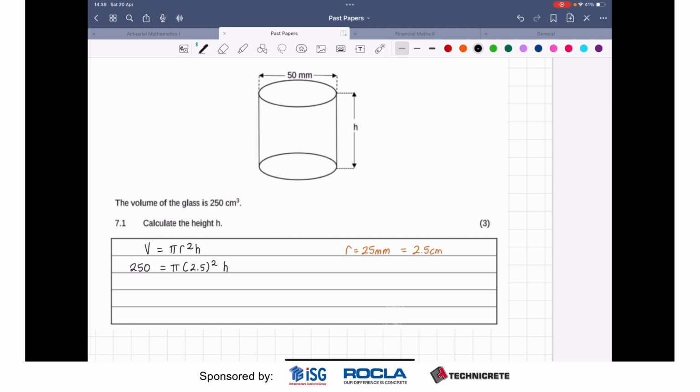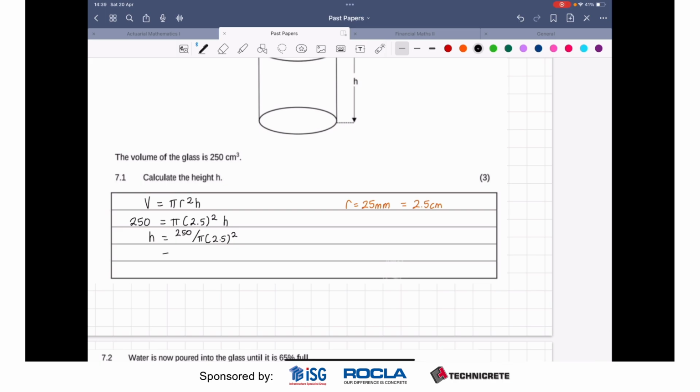And then I'll just have h is equal to, sorry, this is 250 divided by this. So it's 250 divided by pi times 2.5 squared, and you can just put that all into your calculator, and you get that h is equal to 12.736 centimeters.